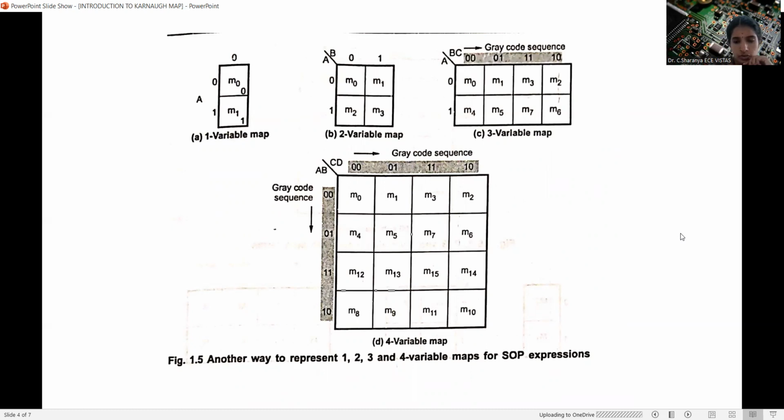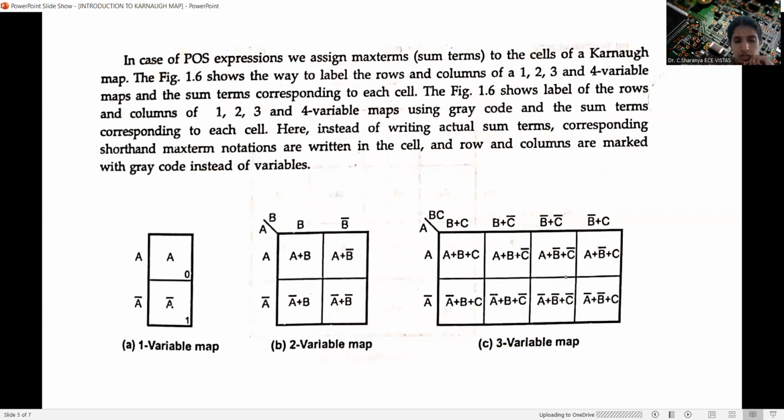I hope all of us know the difference between min term and max term. In sum of product expressions, SOP expressions, we have the min terms. In POS expressions, that is the product of sum expressions, we will have the max terms. So these are the POS expressions. Here, instead of the product term of both, we will have the sum term. The first cell will represent A plus B. The second cell will represent A plus B bar. The third cell will represent A bar plus B. The fourth cell will represent A bar plus B bar. Similarly, for the three variable K-map also, it will be the product of the sum terms.